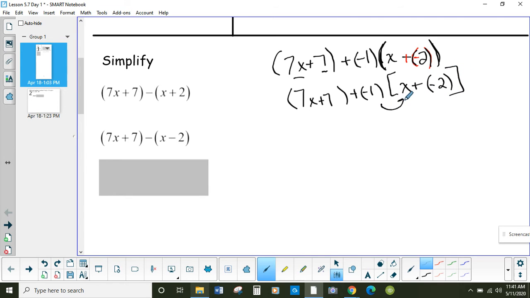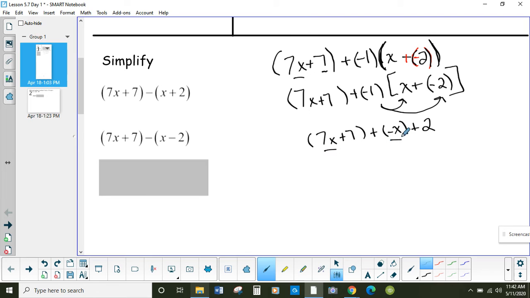So now we can distribute. All right, so we have 7x plus 7 plus, remember we did the rule for subtraction, so we put a plus sign in the middle of everything. -1 times x is -x. Plus -1 times -2 is +2.